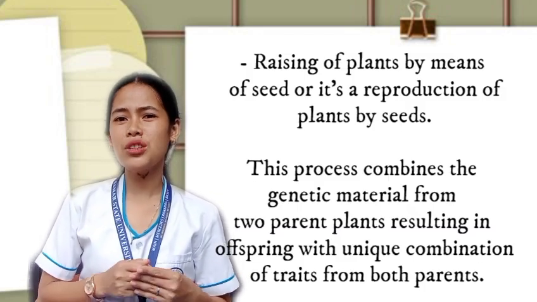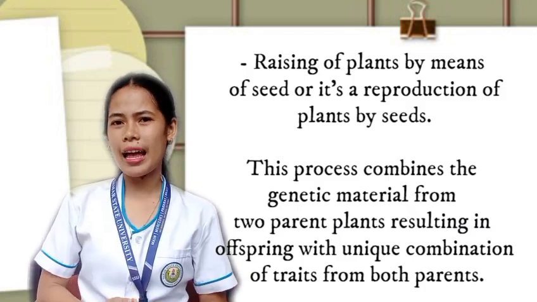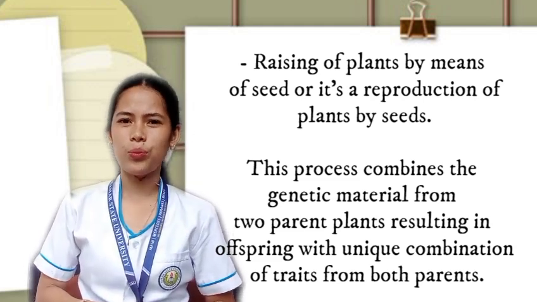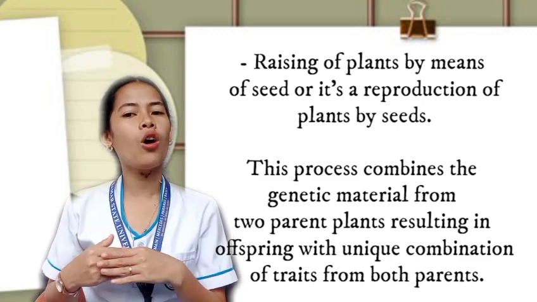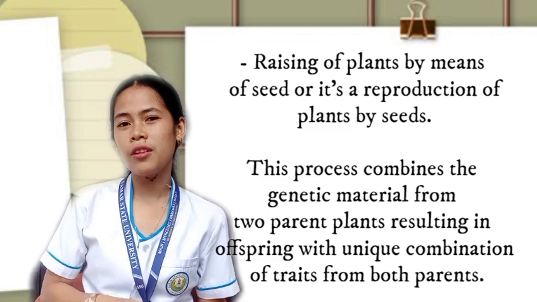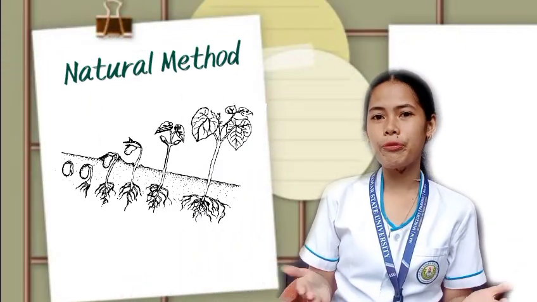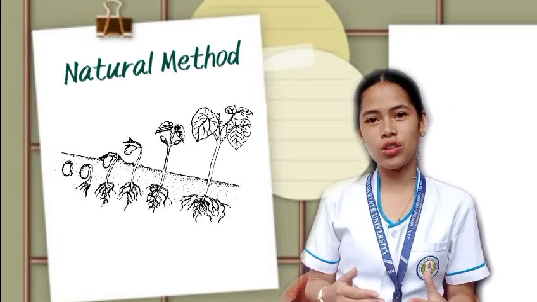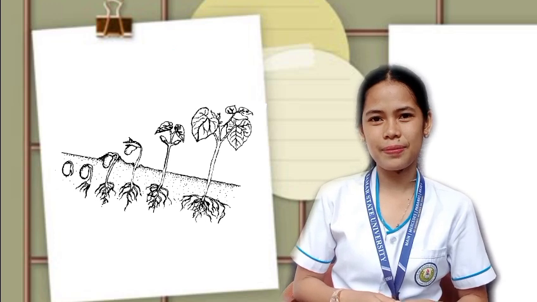Sexual propagation is all about the raising of plants by means of seed, or the reproduction of plants by seeds. This process combines the genetic material from two parent plants, resulting in offspring with a unique combination of traits from both parents. Sexual propagation is a natural method of plant reproduction that leads to genetic variation and the creation of new plant varieties.